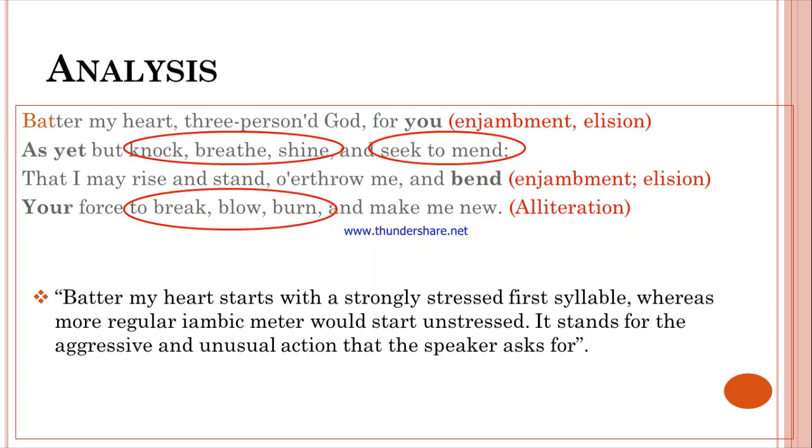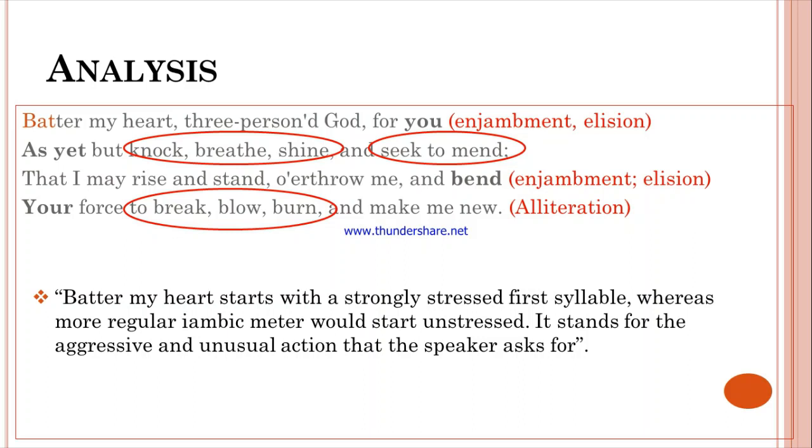Usually people wouldn't make such violent requests from God, would they? Normally we would ask help or guidance from God, but not particularly to attack. But this reveals how desperate the speaker is to admit God into his heart. But something is holding him back, and we will talk about it later. For the time being, we, as readers and as analysts, know that the deviation from the regular iambic pentameter, which is unusual, stands for the equally unusual and aggressive action of the speaker. Come again. The deviation from the regular iambic pentameter, which is unusual, stands for the equally unusual and aggressive action the speaker asks for. Okay, this is how the techniques mirror the main ideas.